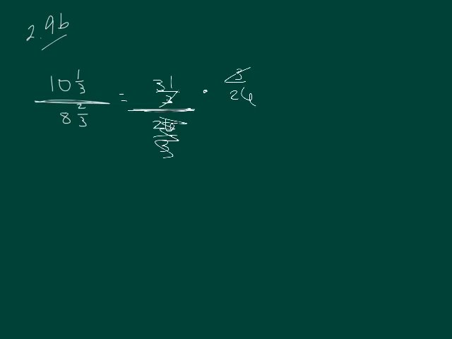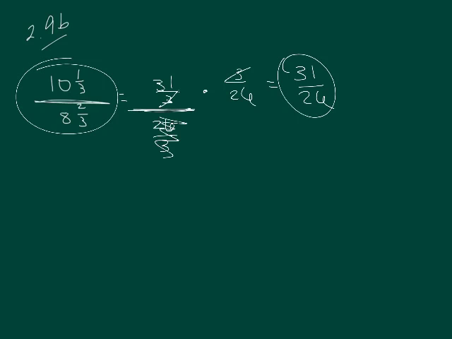That cancels with that, and I end up with 31/26. And because 31 is a prime number, I can't reduce it. So what I'm going to do is change it into a mixed number, because that's what my original looked like. So I have 1. 26 goes into 31 one time with 5 left over. Put it over the denominator, and I'm good to go there. So that is 2.9b as in boy.